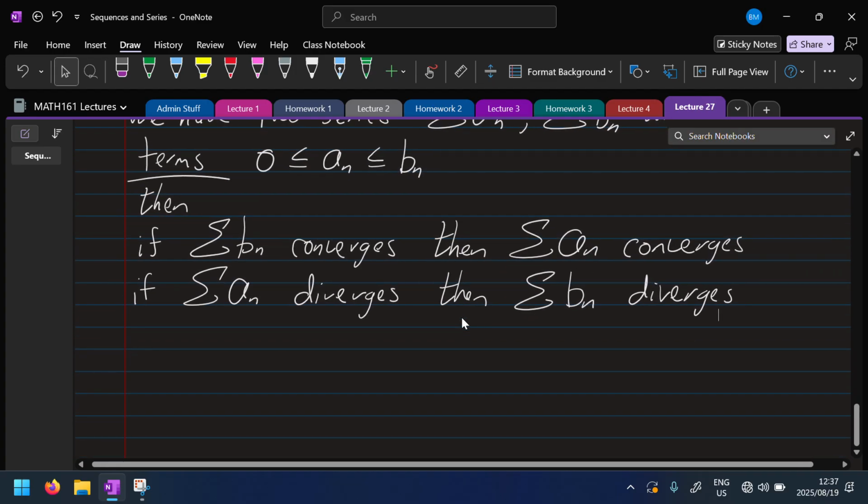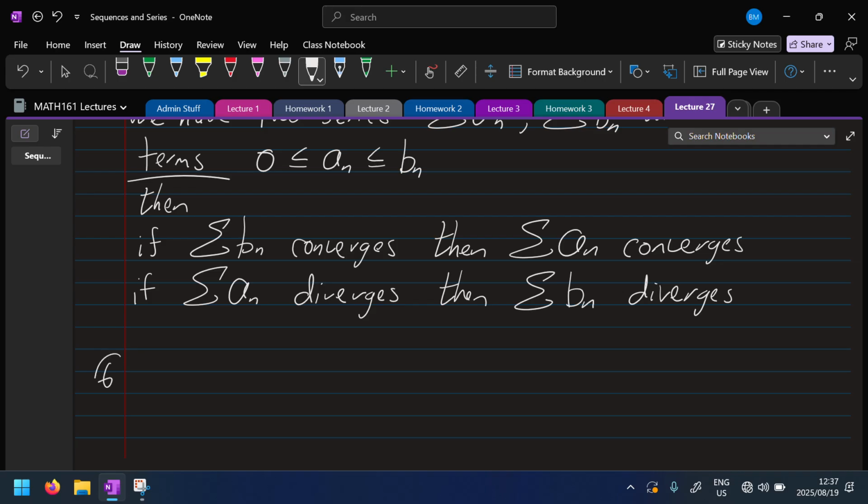Okay, number 6. But again, just for this one, just keep in mind what I said. So if the larger one converges, the smaller one converges. If the smaller one diverges, the larger one diverges. Okay, please do not mix them up. So just make a little note on the side there for that.